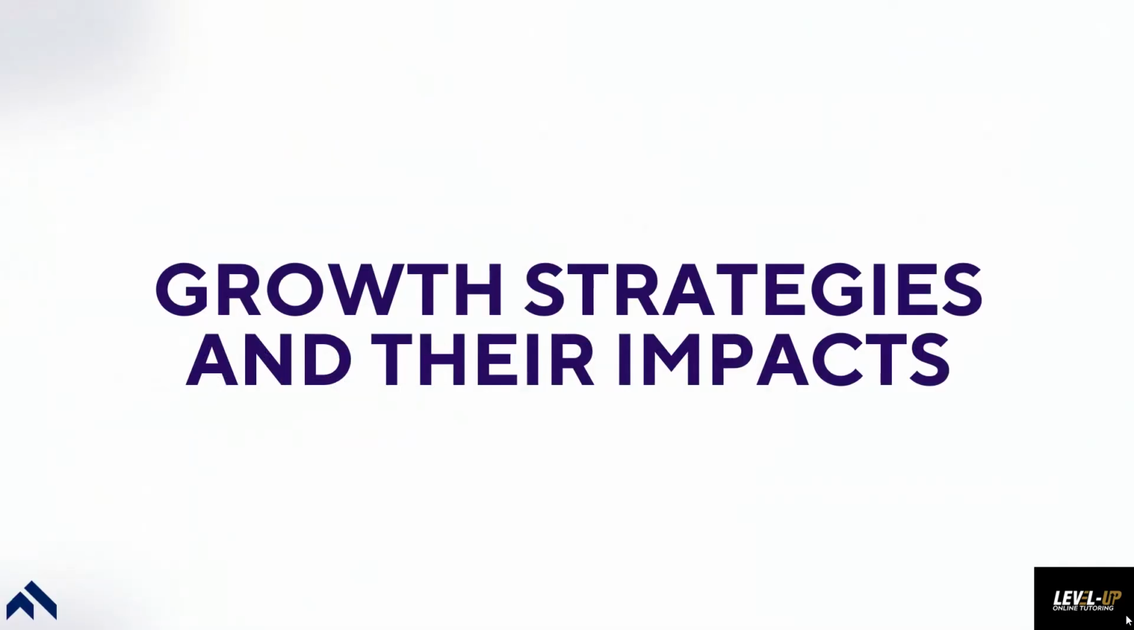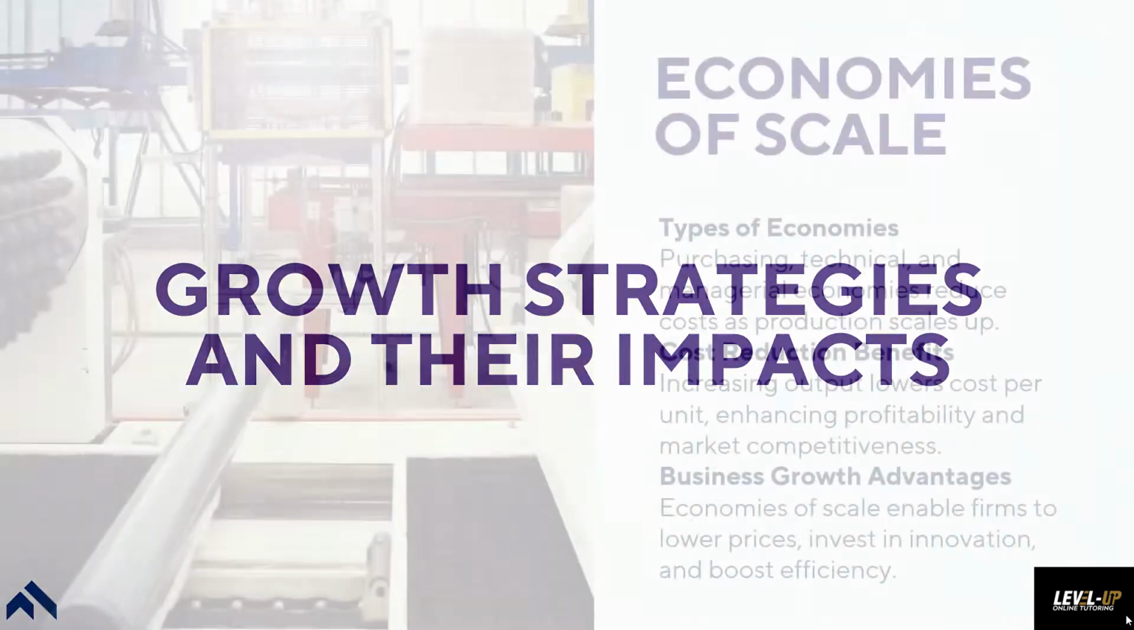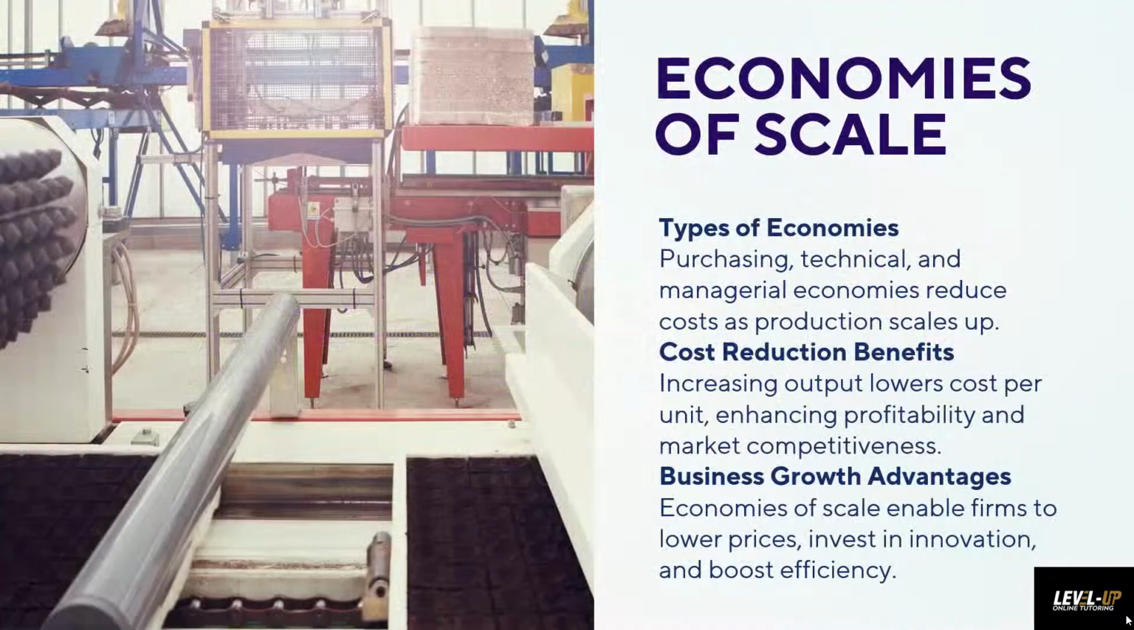So let's have a look at some growth strategies and their impacts. For economies of scale, we have different types: purchasing, technical, and managerial economies of scale. Purchasing means when we're buying in bulk. If we buy larger quantities in one go, we can usually get the cost per unit down lower.